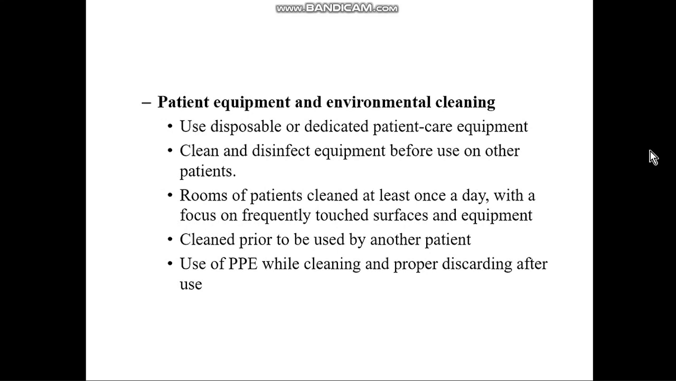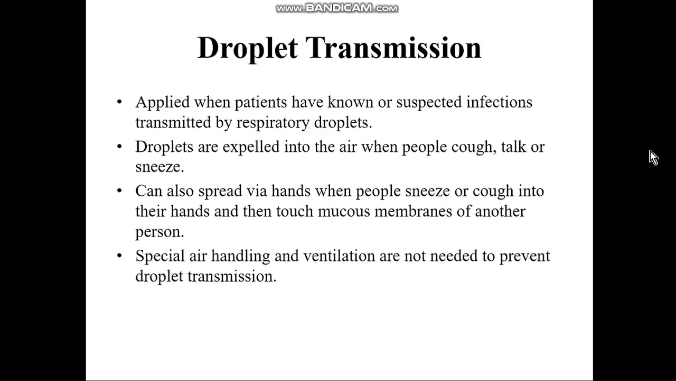Patient equipment and environmental cleaning is also important, like disposable or patient dedicated patient care equipment should be used. Disinfection of the equipment is very much important before use on another patient. Rooms of the patient should be cleaned at least once a day with a focus on frequently touched surfaces and equipment. They should be cleaned prior to being used by another patient, and use of PPE while cleaning and proper discarding after use. Now comes droplet transmission.